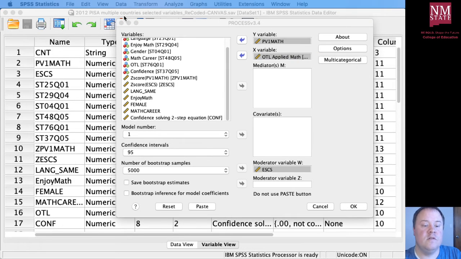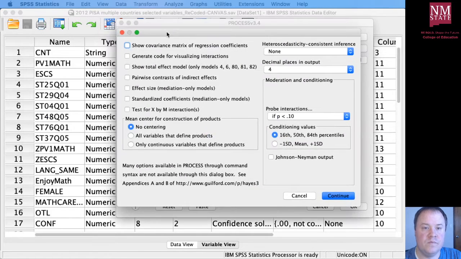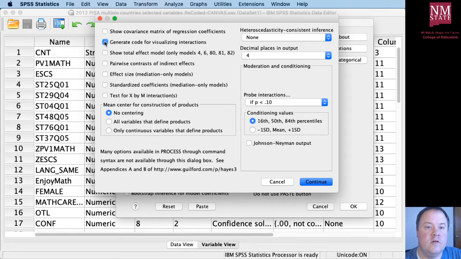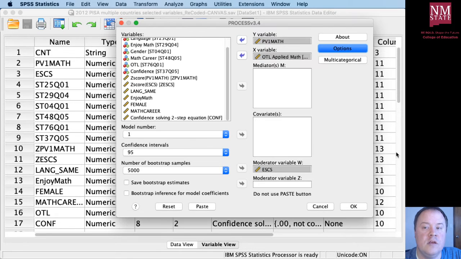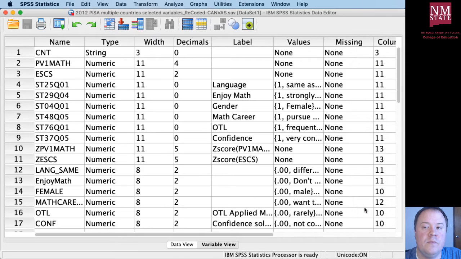Under options, and for some reason this keeps opening on my other screen, we want to generate code for visualizing interactions. Just in case it might work for you, I noticed that depending on what version of SPSS people had installed, it appeared that this code sometimes didn't work. We want to see the standard deviation values, and we want to look at the Johnson-Neyman output. Click continue, click OK.